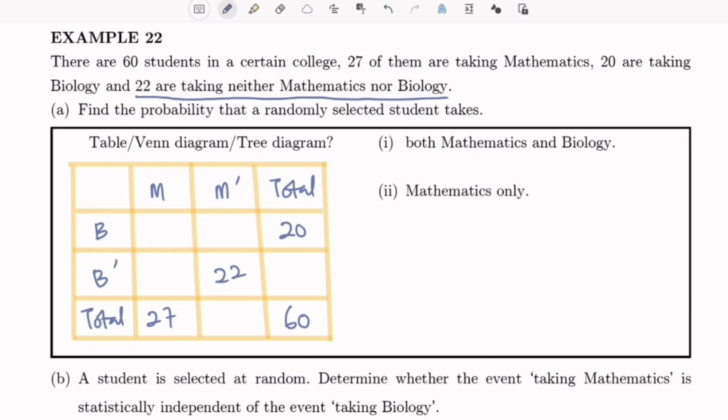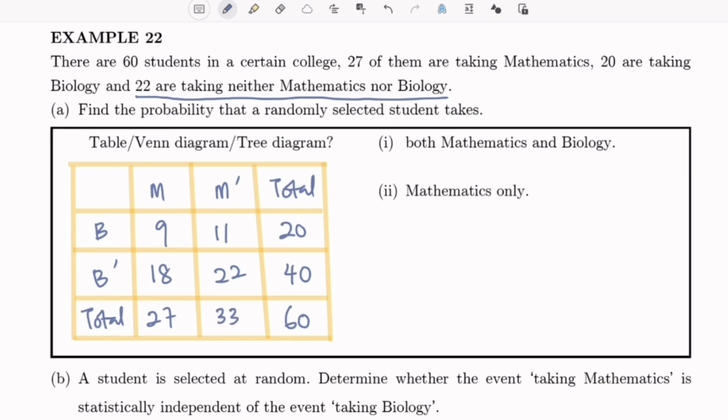Let's fill in the empty spaces. So 60 minus 20, we have 40 here. 40 minus 22, we have 18. Then 27 minus 18, we have 9. 20 minus 9, we have 11. 11 plus 22, we have 33.